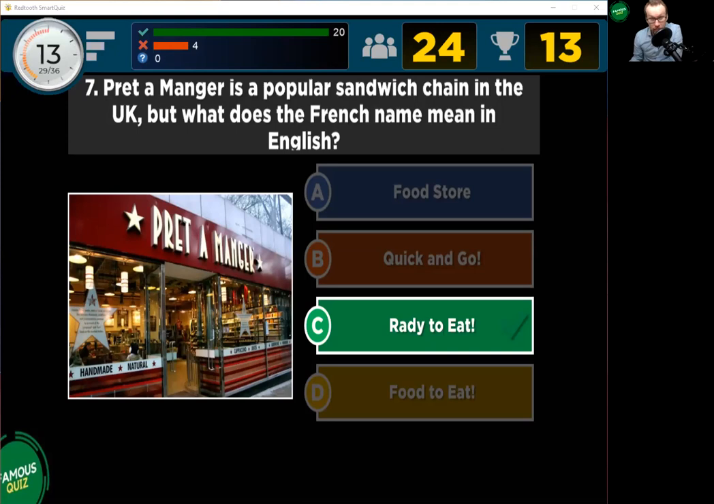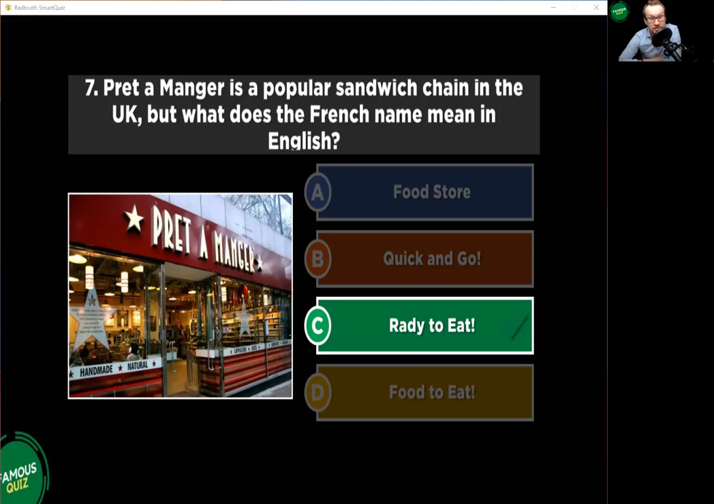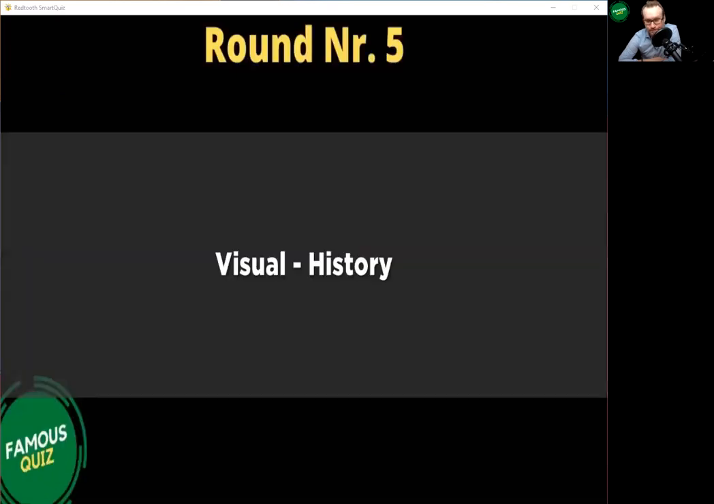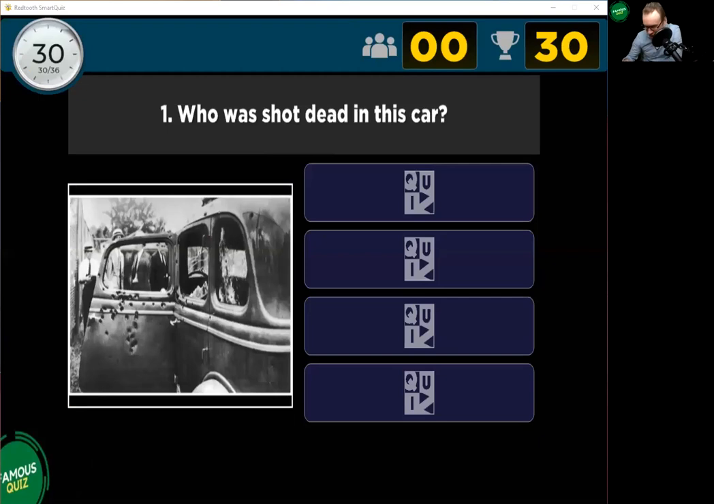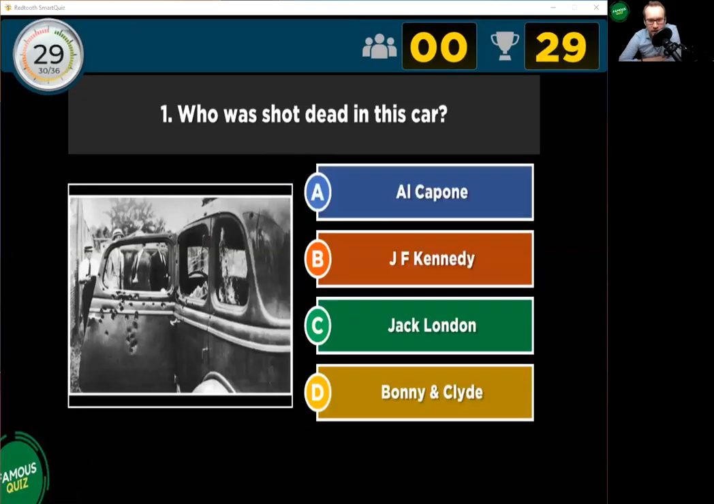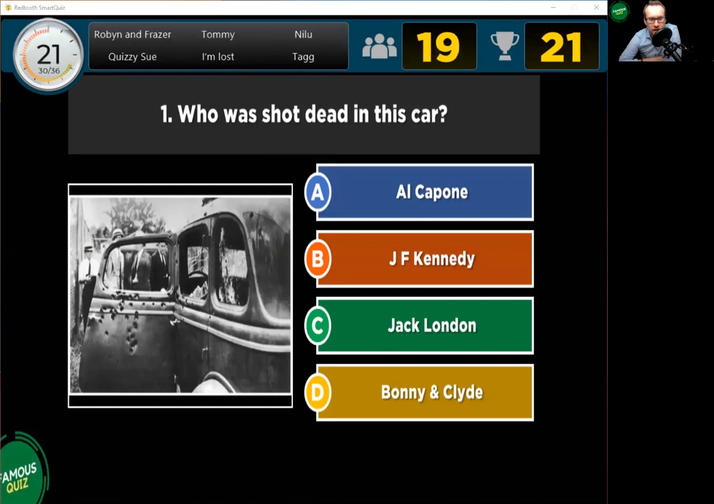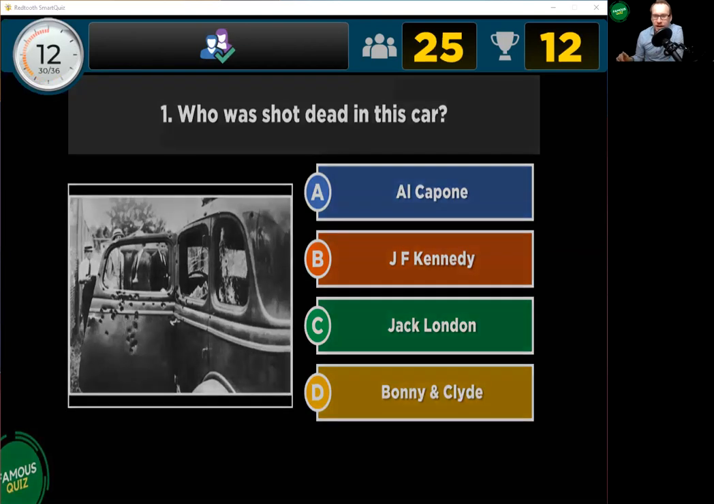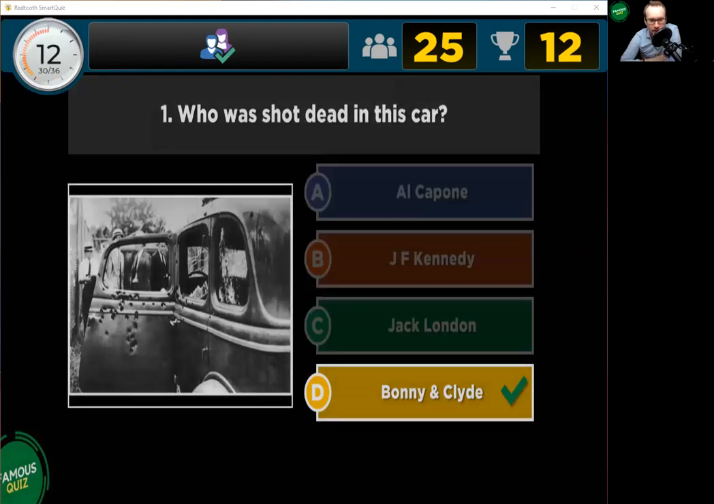Last round, visual round. Like I said, I made the quiz more interesting with this visual round. So let's start with the first question. In this final round, who was shot dead in this car? Al Capone, JFK Kennedy, Jack London, or Bonnie and Clyde? Legendary picture. Who knows? Police or assassination, what was there? But something happened. And that's Bonnie and Clyde, yes.